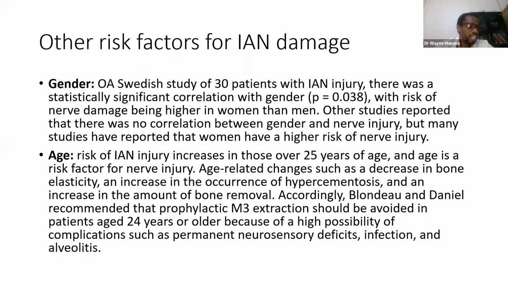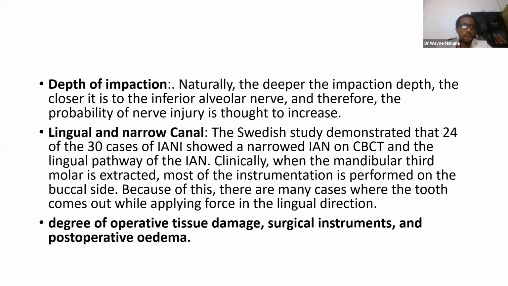But apart from a radiological assessment, the other risk factors are gender, age, and, let me not get into that, since we are running out of time and almost finishing. Age, we know that with age there is increased bone density, hypercementosis, and you are more likely to damage the nerve. That's why different authors have advocated that you should do disimpactions before the age of 24, 25, before root formation is complete. And among other risk factors, the deeper the tooth, the more likely you are to damage the nerve.